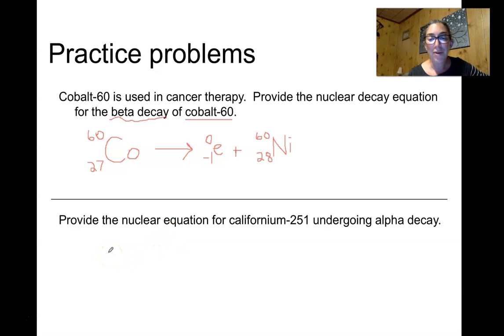All right, so that would be the nuclear decay equation for this radioisotope. And we can try one more, californium. Californium on the periodic table, all the way down at the bottom, is element number 98, and its symbol is Cf. It was actually discovered at the University of Berkeley.